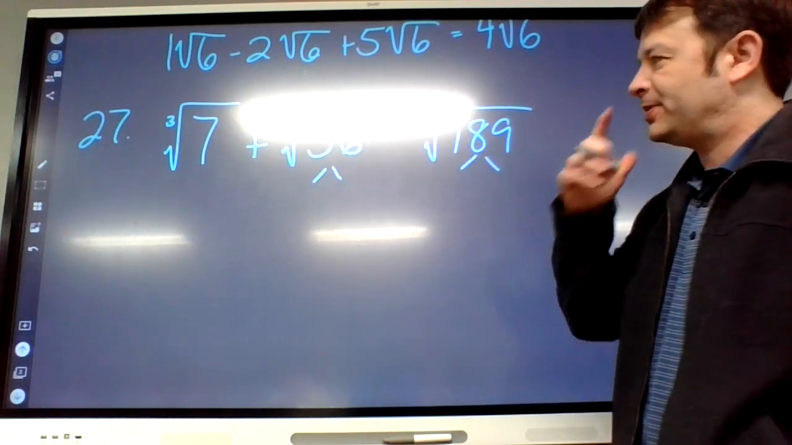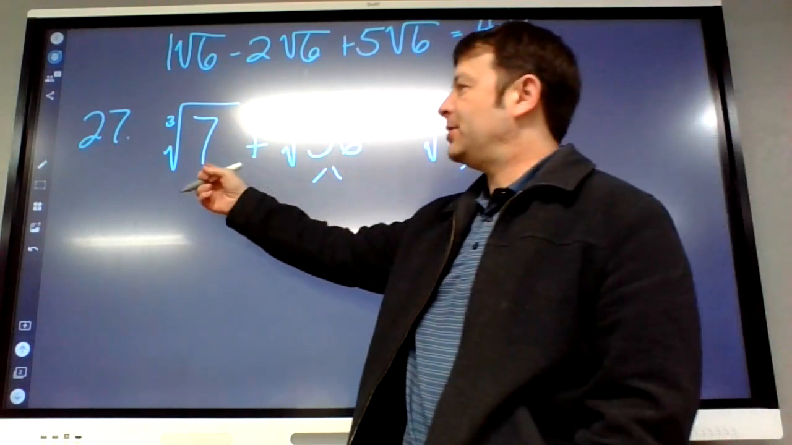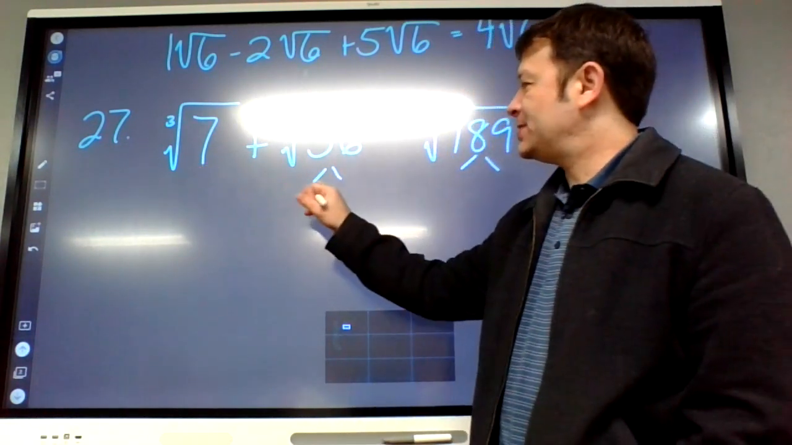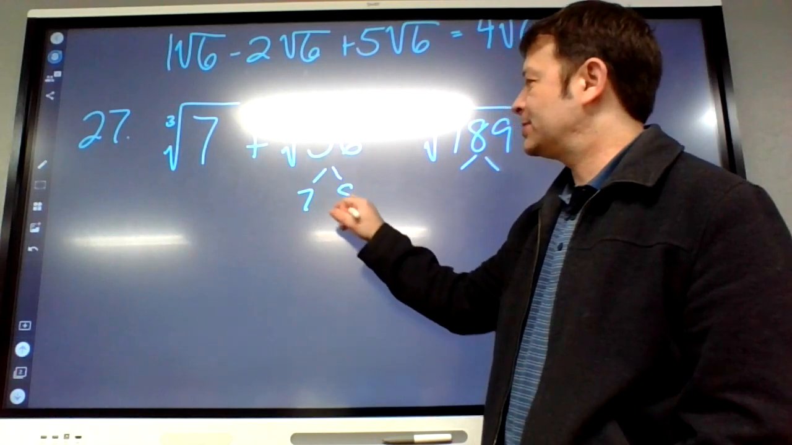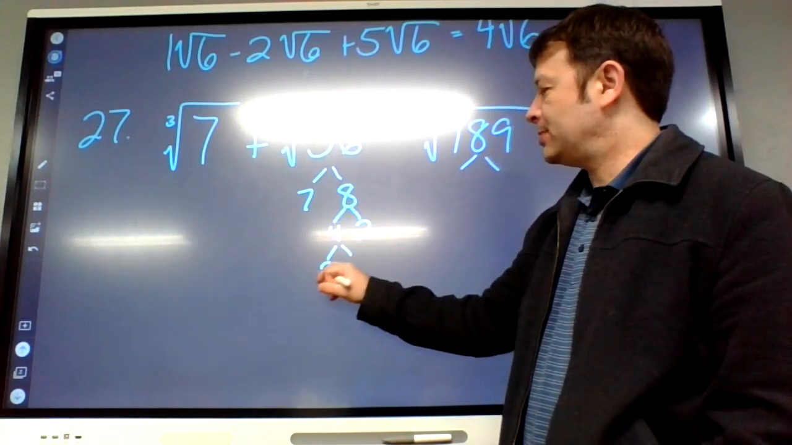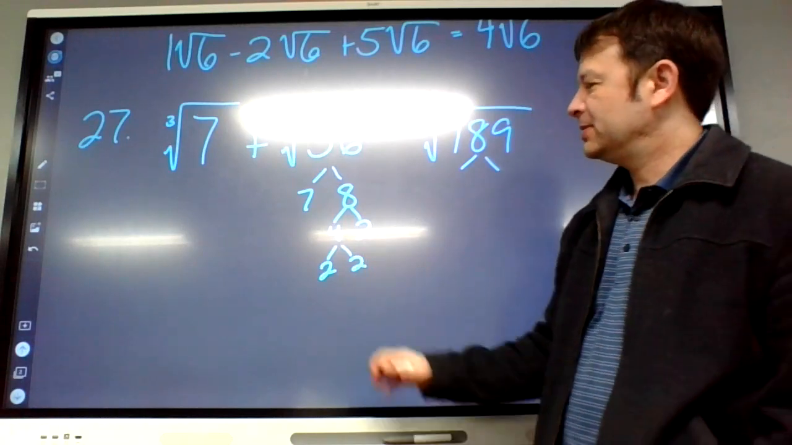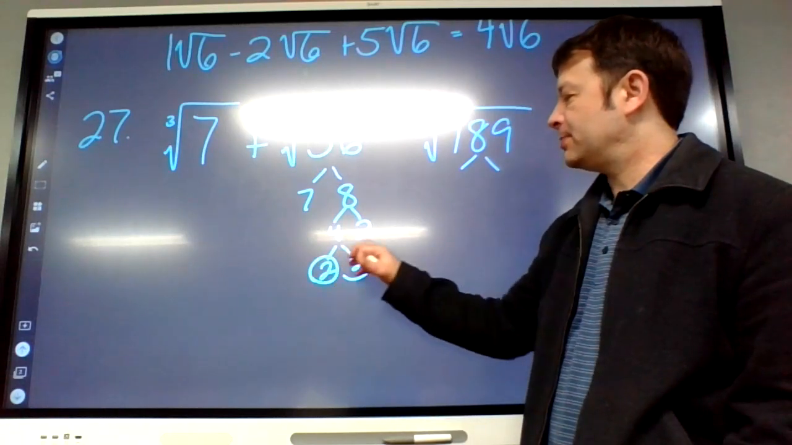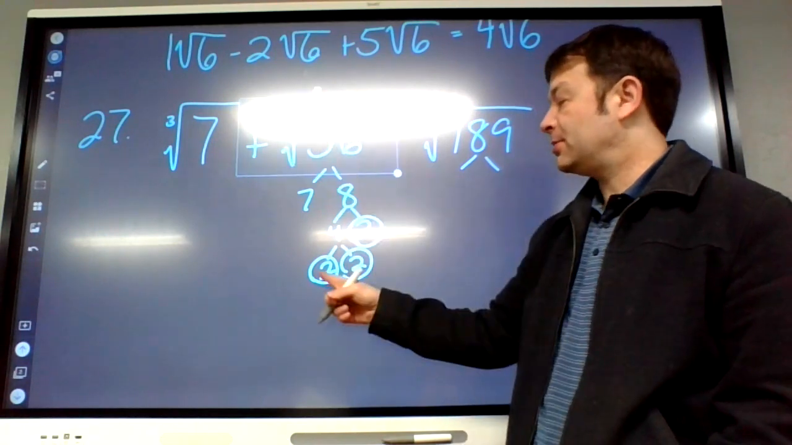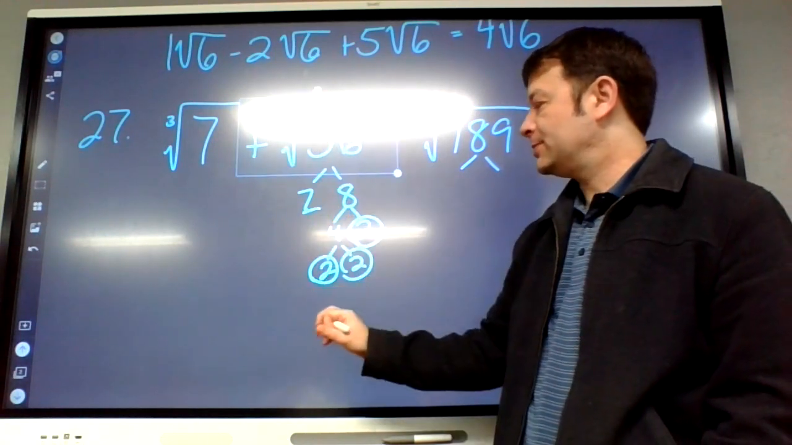If they have a triple in them. Now nothing goes into 7 besides 7, so that doesn't simplify. 56 is 7 times 8, so 8 is a triple 2. So this is going to become 2, because it's a cube root, gave me 3. 2 cube root of 7.